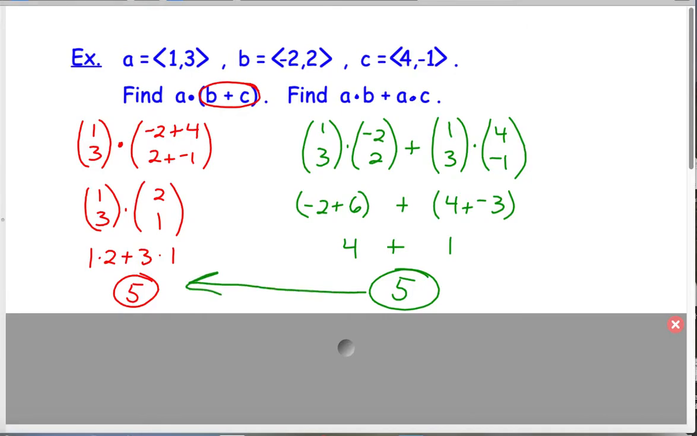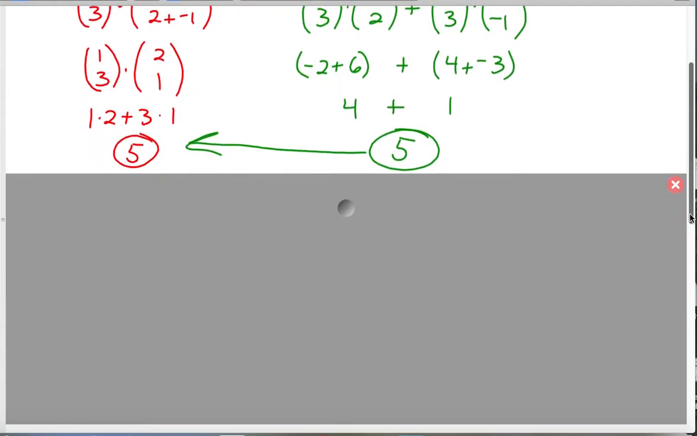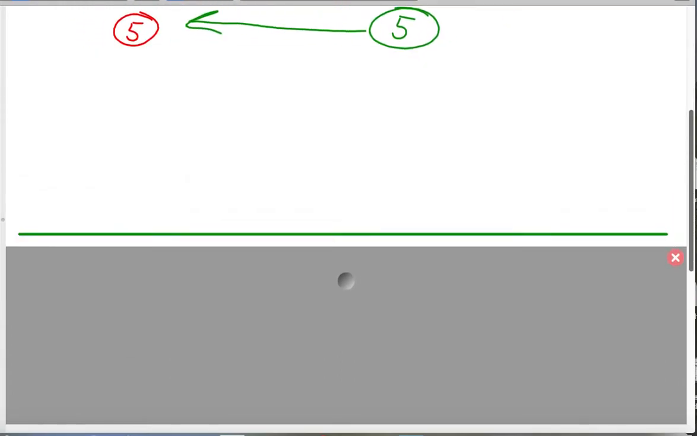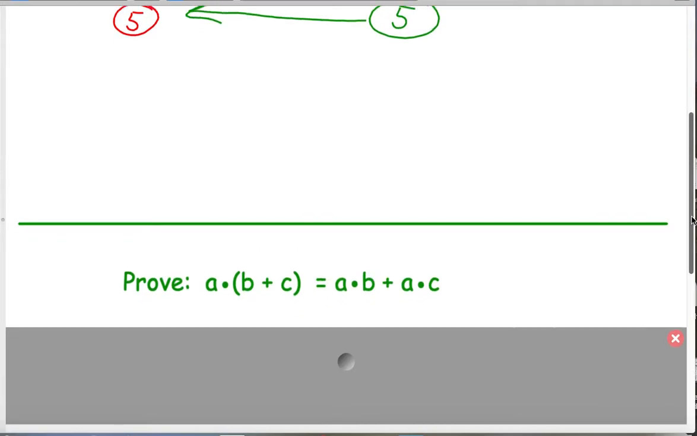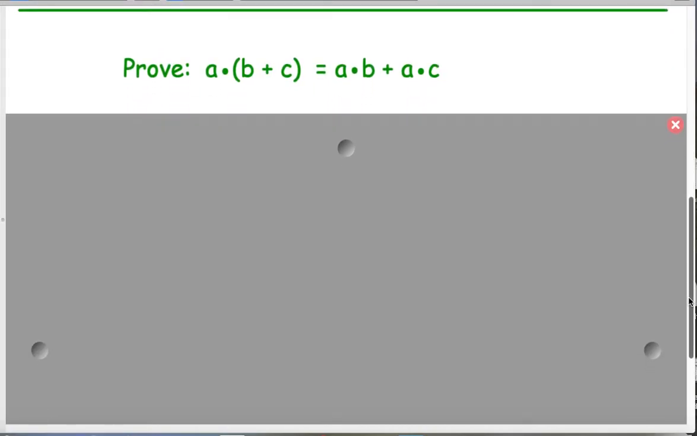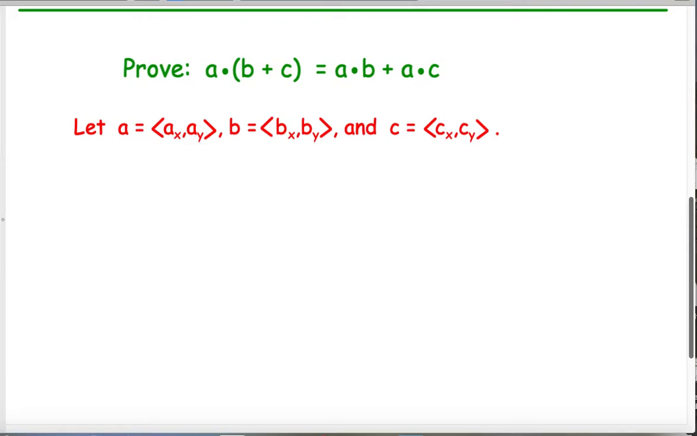So that leads us to think that maybe, just maybe, a dot (b plus c) is going to be equal to a dot b plus a dot c. So it's almost like we can distribute with this dot product operation. Now, just because it worked for one example doesn't mean that it works for every example. So if we wanted to prove it, I guess we would have to generalize and do a setup this way.